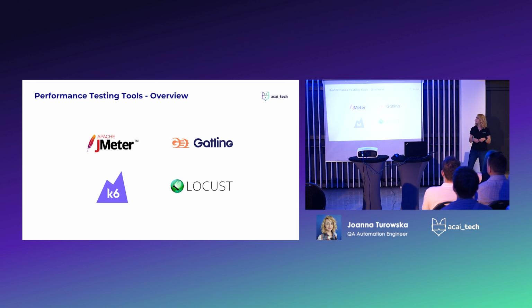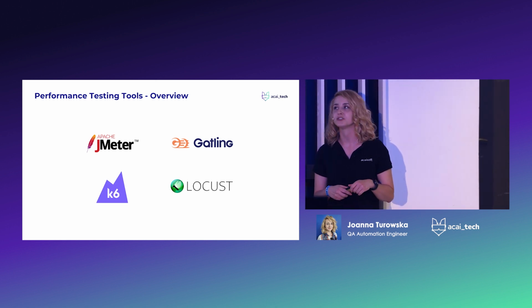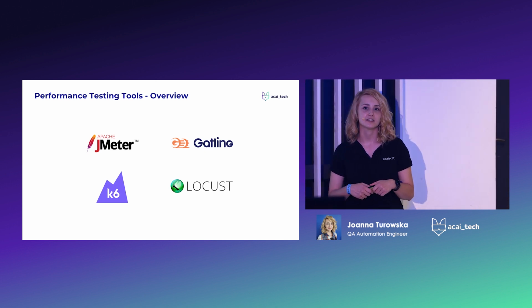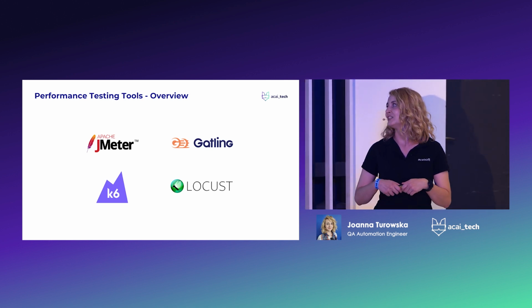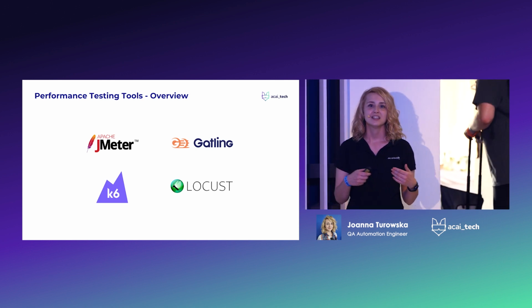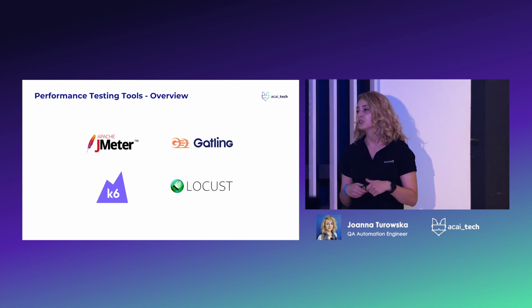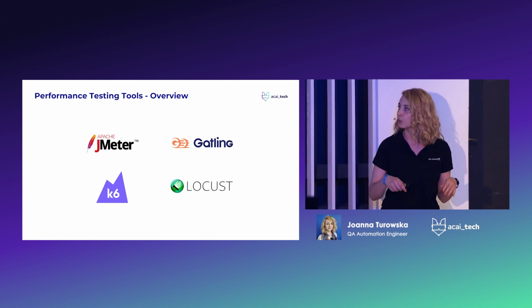The first one is JMeter. It's probably the most popular one. It is open source and 100% Java-based. The good thing about JMeter is that, as I said, it's very popular, so it has a big community. You can find a lot of tutorials and documentation on JMeter, so you can easily start writing tests. What is good about JMeter as well is that it allows distributed load testing in the open source version.